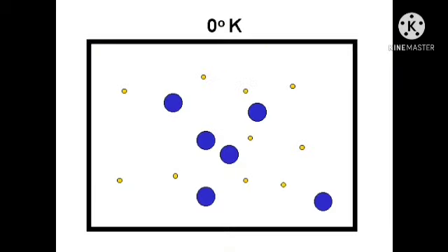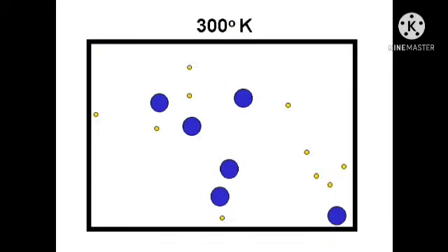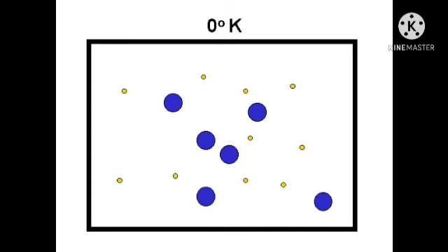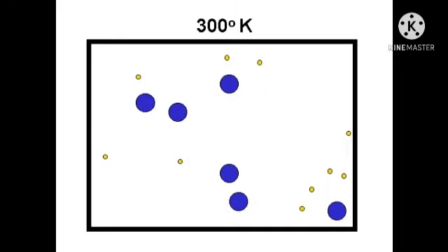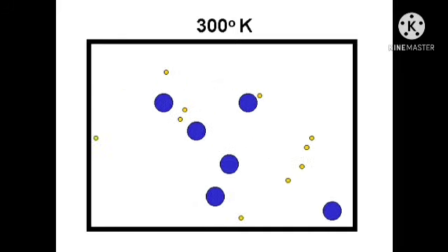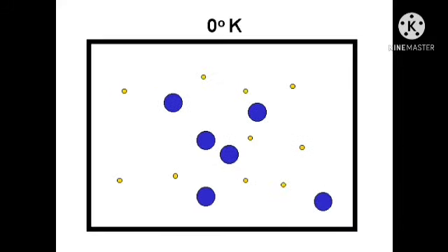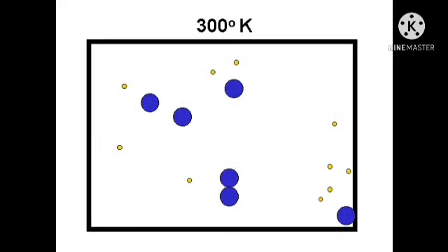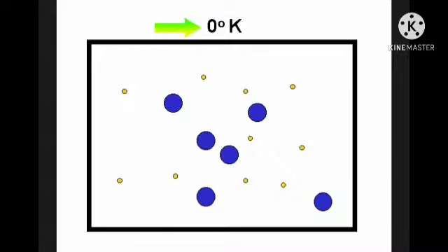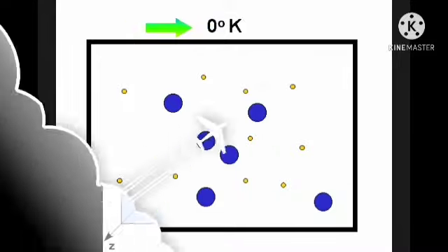And the fifth one is that the average kinetic energy of gas molecules is directly proportional to absolute temperature only. This implies that all molecular motion ceases if the temperature is reduced to absolute zero.